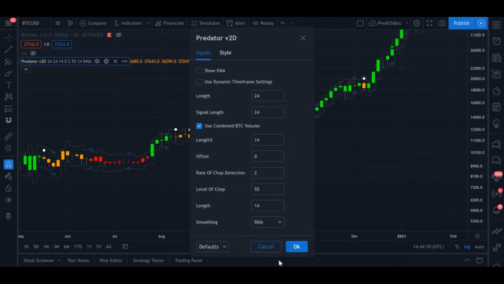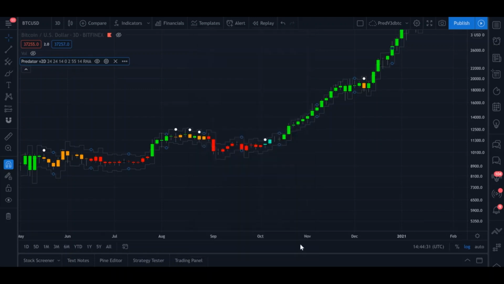Now, when using Predator on the Bitcoin chart, in the settings, you can also select this Use Combined BTC Volume feature, which aggregates volume from across the largest spot exchanges for Bitcoin. When you're not using the Predator on the Bitcoin chart, you simply deselect this and click OK, and then you can go and use any other chart.